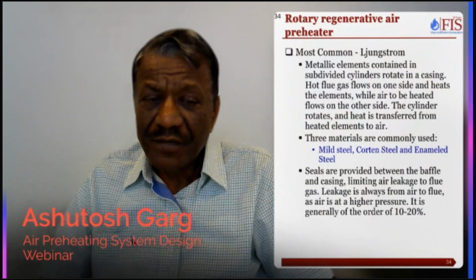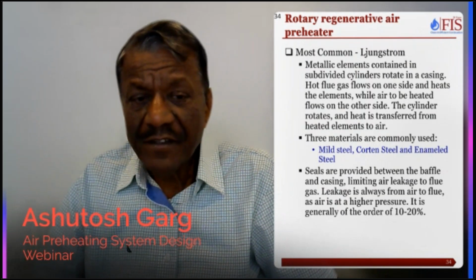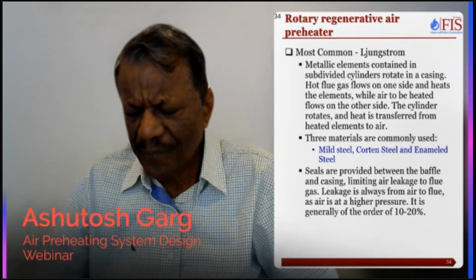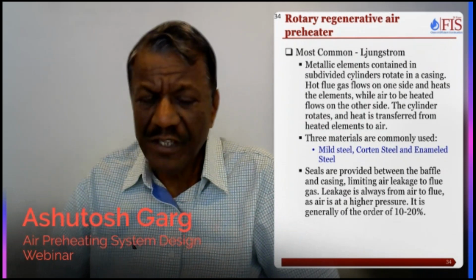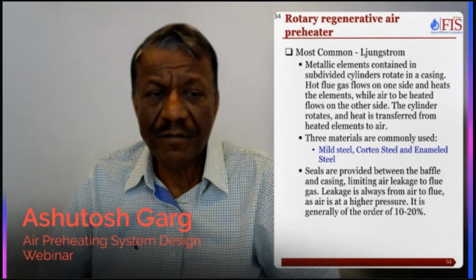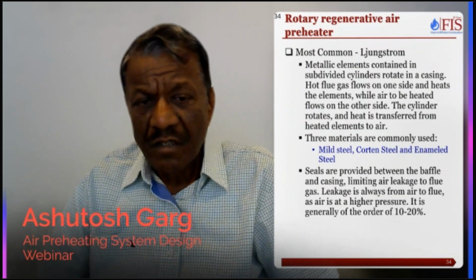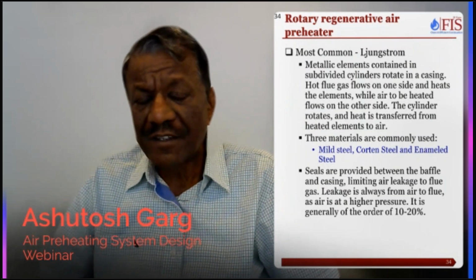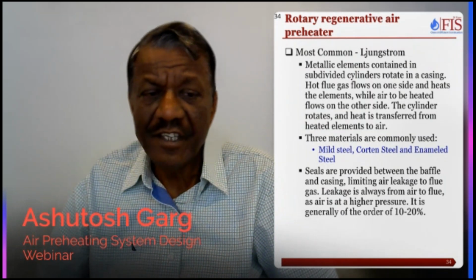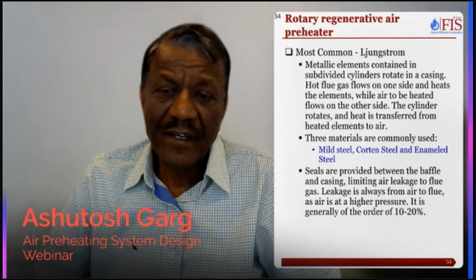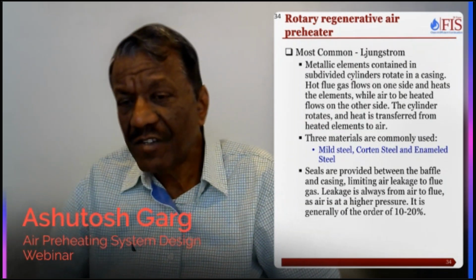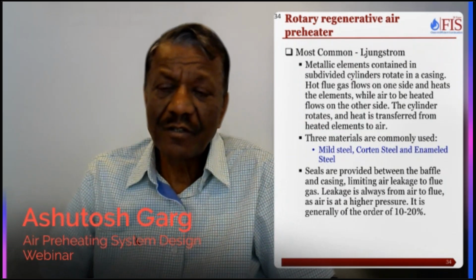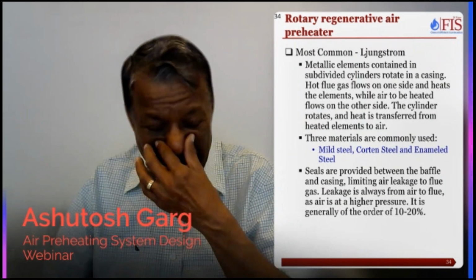So we use different types of materials: mild steel, corten steels, enameled steels. If you want to go on the low side of the flue gas temperature, you use enamel steels. So normally to prevent the leakage of air into the flue gas, you provide seals. And the leakage can be anywhere between 5% to 10% to 20% to 30%.